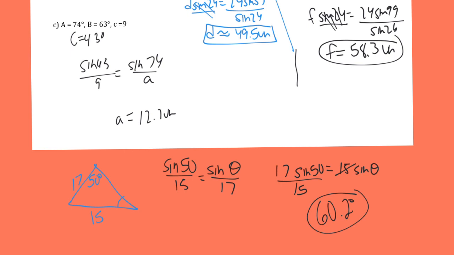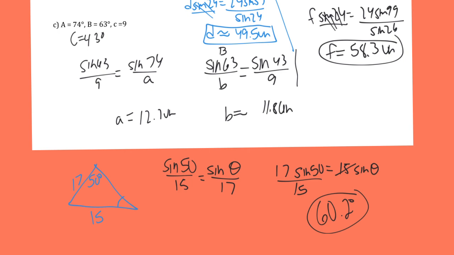And then you would do that again. To find the other side B, we'd have to do the sine of angle B, which is 63, over side B, is equal to the sine of C, which is 43, over side C, which is 9. Cross multiply and solve. And that means side B is approximately equal to 11.8 units.